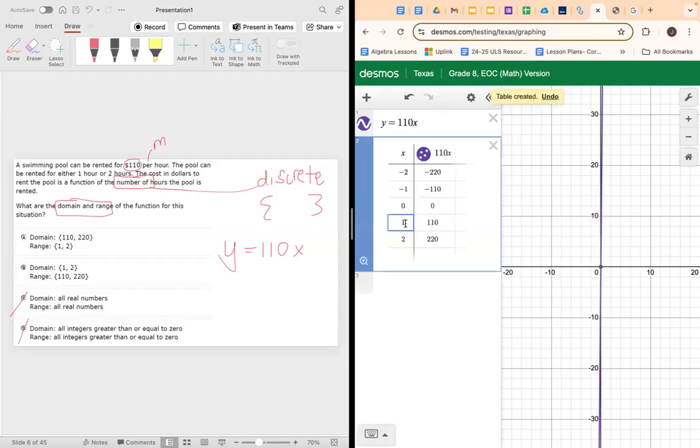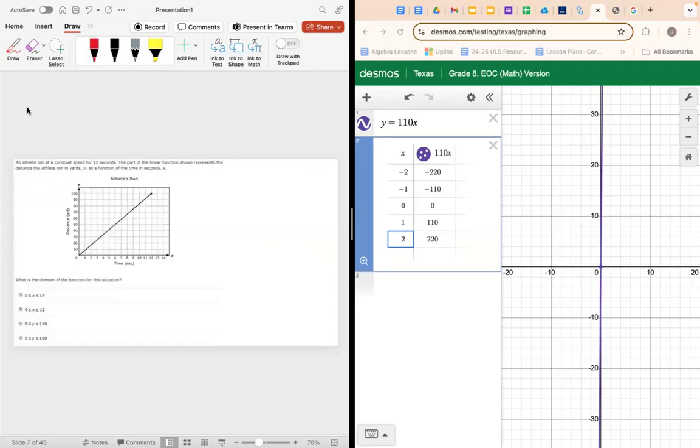And again, we said we can do this for 1 hour or 2 hours. So the domain is 1 hour or 2 hours. Those are our x values. They told us either 1 or 2 hours. So we know our domain is 1 and 2. So our answer here is answer choice B. Our y values are also 110 and 220, which are the range. All right, let's look at another example.